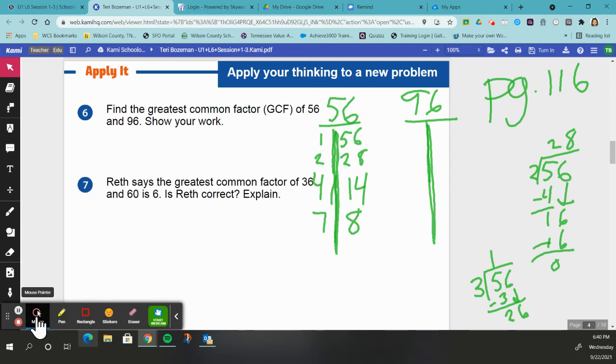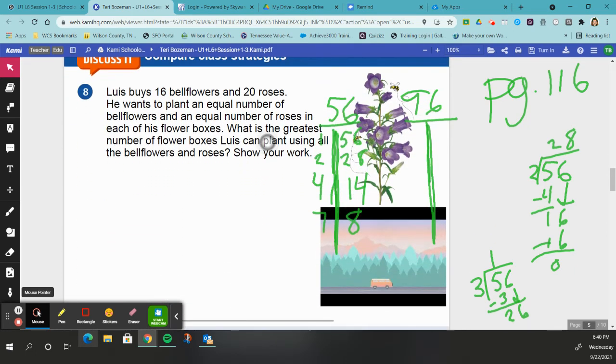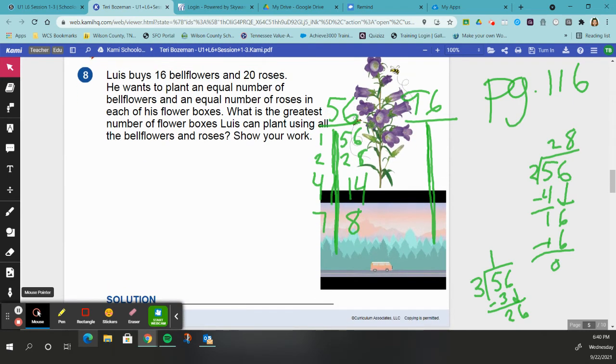All right, let's take a look at our next problem. If you're working from home, I would like for you to try this one on your own and then share what you did with someone at home if you can, and then come back to the video and check it out. Okay, so Lewis buys 16 bellflowers and 20 roses. He wants to plant an equal number of bellflowers and an equal number of roses in each of his flower boxes. What is the greatest number of flower boxes Lewis can plant using all the bellflowers and roses? Show your work.